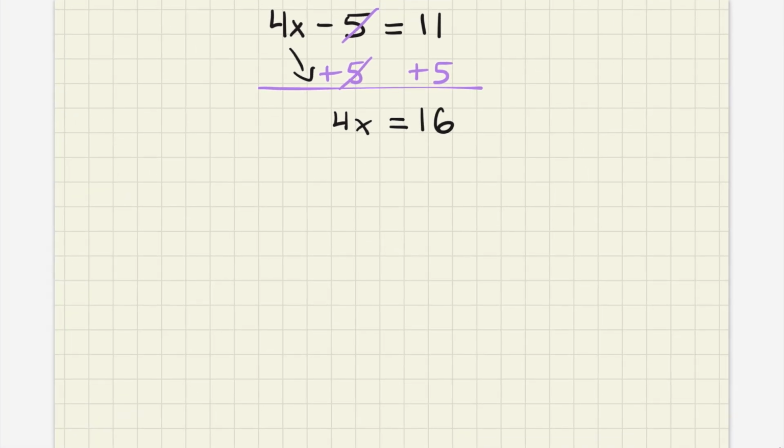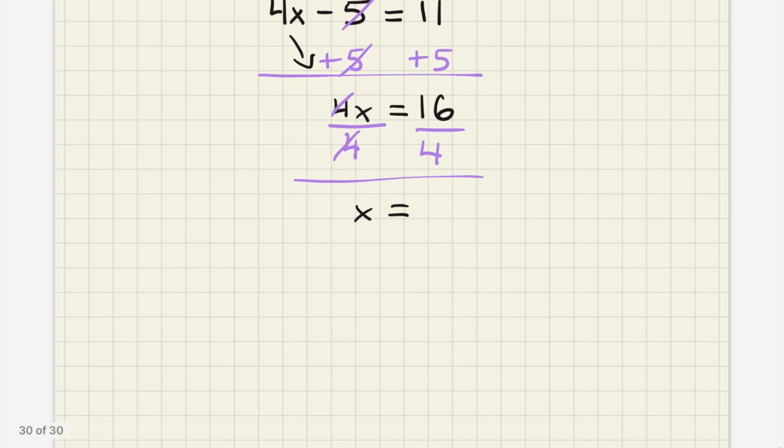Now we only have one operation being left that is being done to x, which is multiplying by 4. The opposite of multiplication is division. So we'll divide both sides by 4. This will cancel out, and we'll be left just with x. And then 16 divided by 4 is 4. So the solution to our equation is x equals 4.